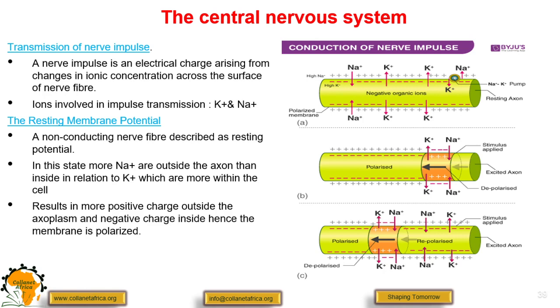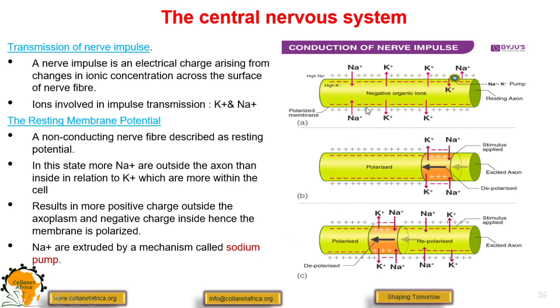This results in more positive charges outside the cell. You can see the plus and negative charges inside the axoplasm. You can see dash dash, hence the membrane is polarized. And when something is polar, it has both negative and positive charges. If that is the case, sodium is pumped out by a mechanism called the sodium pump.